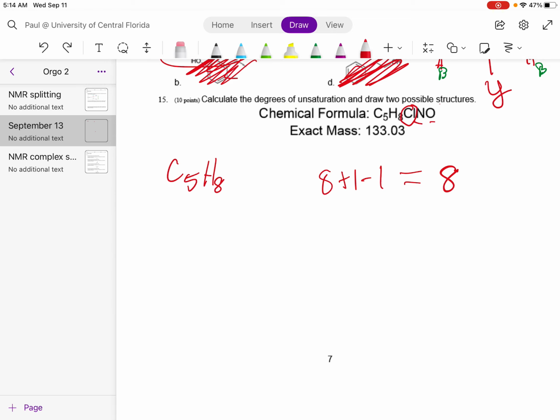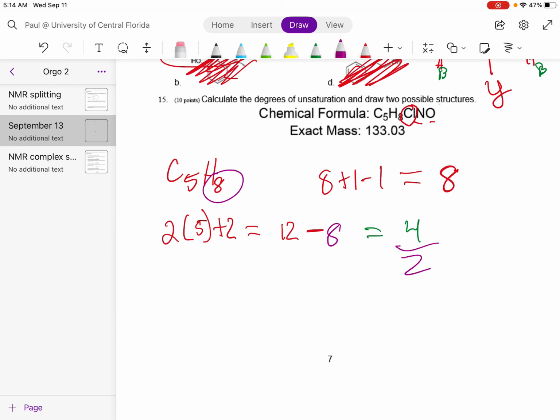And then we take that formula, 2 times 5 plus 2 equals what? 12. Then we subtract that value, which is 8. And then that would equal what? 12 minus 8 is 4. And then we have to take that value and divide it by 2. Why do we have to divide it by 2? Because for every 2 missing hydrogens, we get a degree of unsaturation. So that's 2 degrees of unsaturation for that.